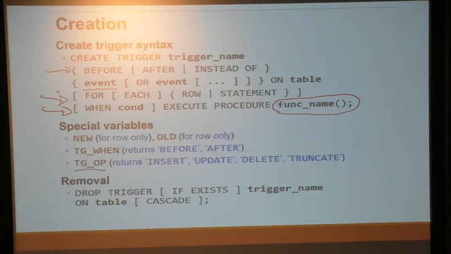So to create a trigger, you need to create 2 things. One, you need to create a procedure or a function. The other one, you need to create the actual trigger itself. The trigger will then be attached to a table, on this table.